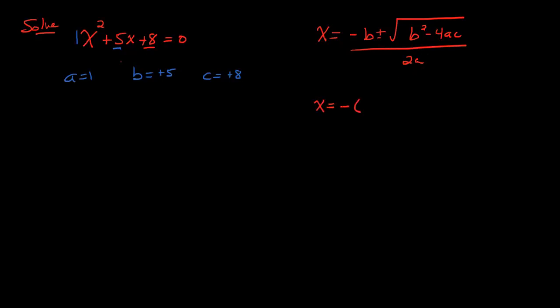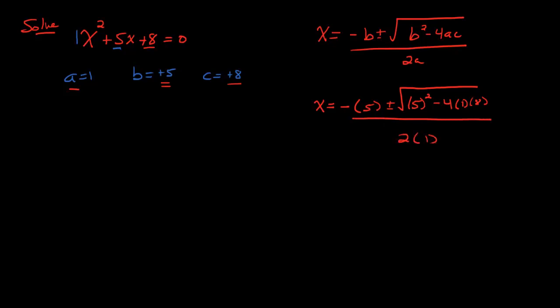So I have negative b, but my b is positive 5. Plus or minus the square root of b squared, which is positive 5 again, but I'm going to put that in a set of parentheses just to make sure I don't forget. Minus 4 times a, but a is 1, times c, which is positive 8, all over 2 times a, which is 1.